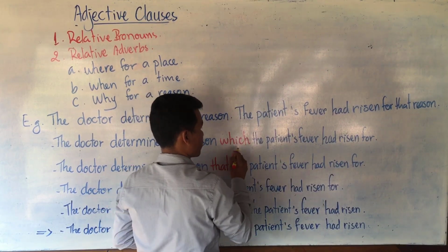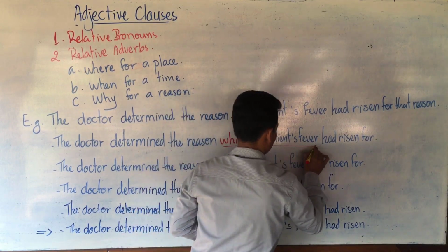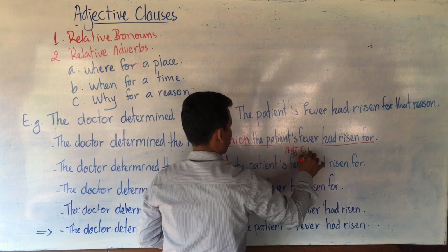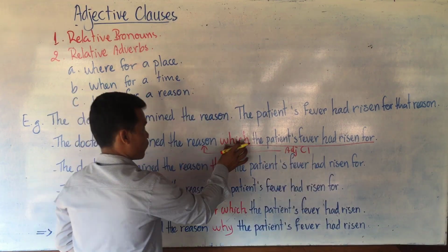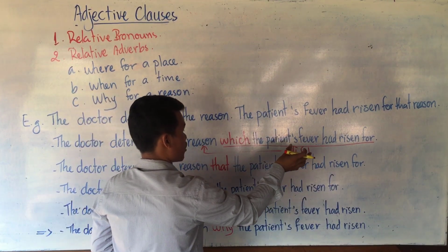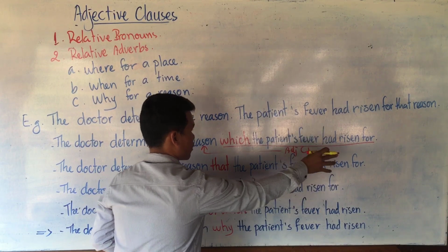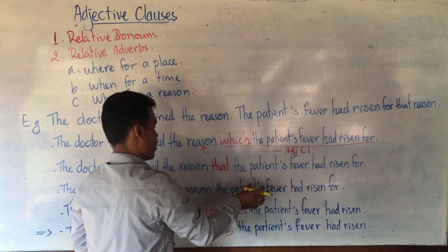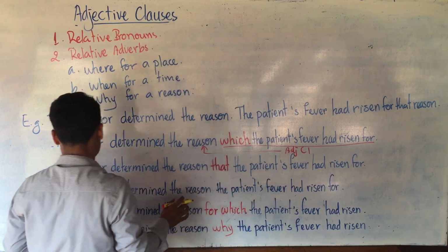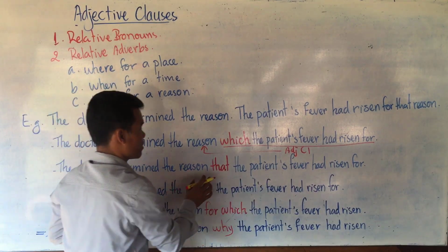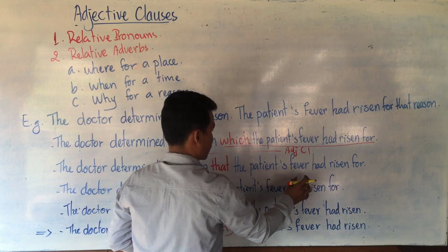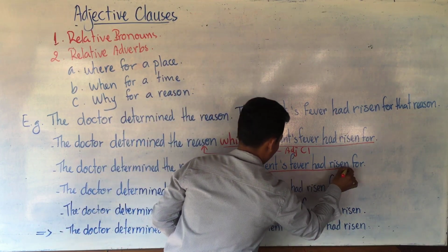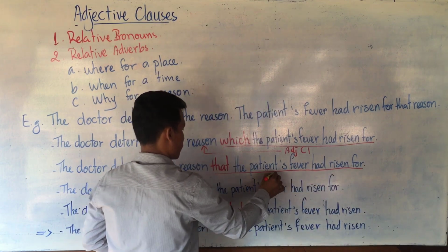So from which to for is the adjective clause. It is in defining relative clauses. When which is the object of a preposition and the preposition comes at the end of a clause like this, we can use which, and also we can use that. Then we can write: the doctor determined the reason that the patient's fever had reason for, because it is a defining relative clause. That's why we can use that too.